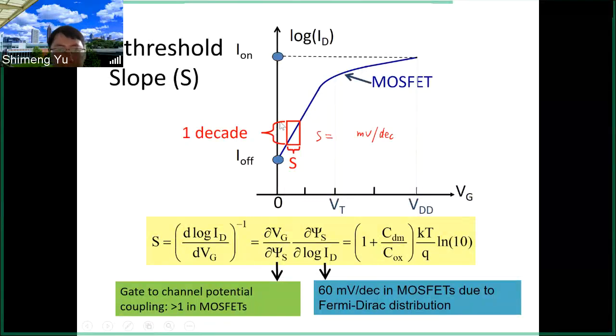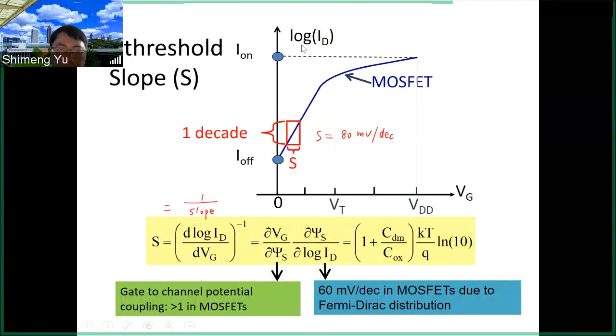That means if you want to reduce the current by 1 decade, which means 10 times, you need to reduce your gate voltage by S millivolts. The S, for example, can be, let's say, 80 millivolts. So that means if you want to reduce your current by 1 order of magnitude, 10 times, you need to reduce your gate voltage by 80 millivolts. So I should say that the S factor actually is 1 over the slope. To be accurate, it's 1 over the slope.